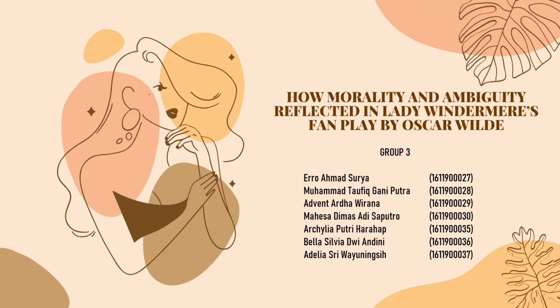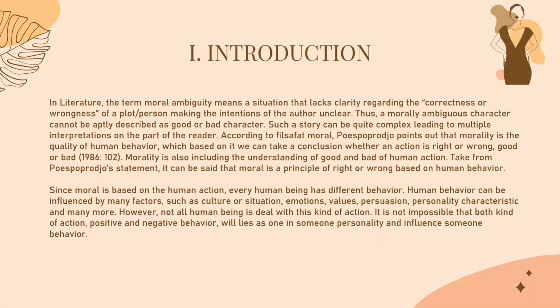Today, we are going to be presenting about how morality and ambiguity are reflected in Lady Windermere's Fan by Oscar Wilde. Introduction. In literature, the term moral ambiguity means a situation that lacks clarity regarding the correctness or wrongness of a plot or person, making the intention of the author unclear. Thus, a morally ambiguous character cannot be described as a good or bad character. Such a story can be quite complex, leading to multiple interpretations on the part of the reader.